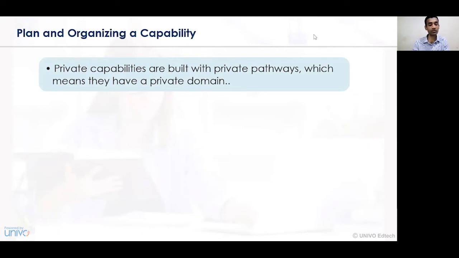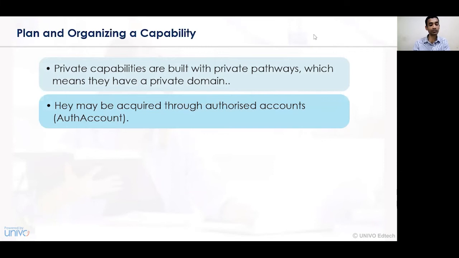As we have seen, public capabilities are built with public pathways. In the same fashion, private capabilities are built with private pathways, and they also have a private domain, which is accessible or permissible only to authorized or restricted users. In this case, there may be authorized accounts for specific users, and access can move from one individual to another only when authorized access has been given.